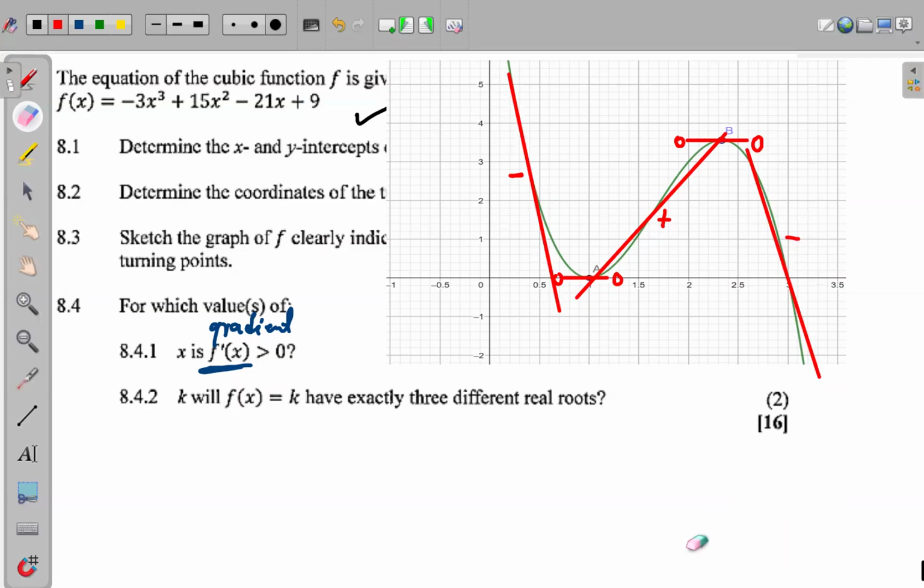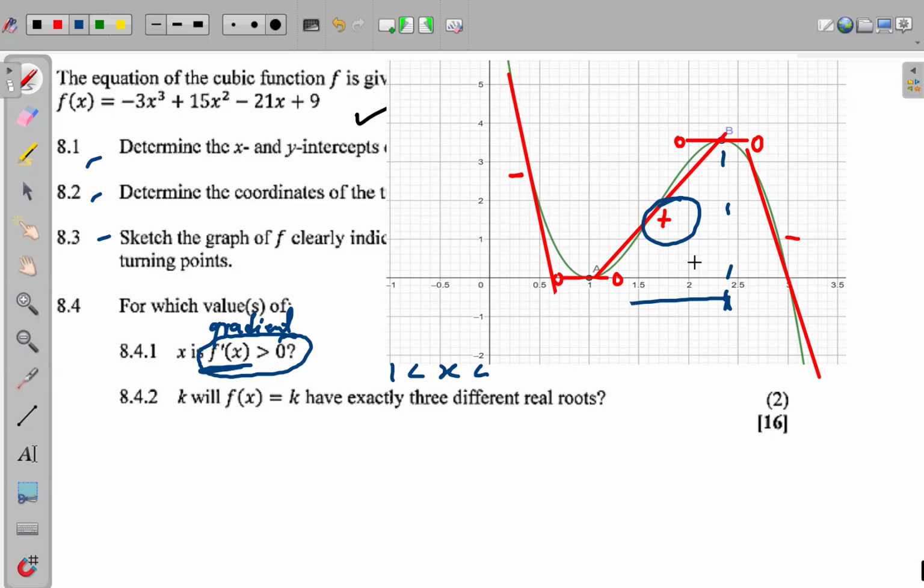Now, the question here is asking, for which values of x is the gradient positive? And here is the positive gradient. So surely it is between point A and that point B. In other words, it's between the two turning points. So of course, you have sketched and you have your turning points. So in this case, you have to answer in context and say, if x is between 1 and, I don't know what that x value at B is, but it's surely 2 point something. Let's argue 2.3.